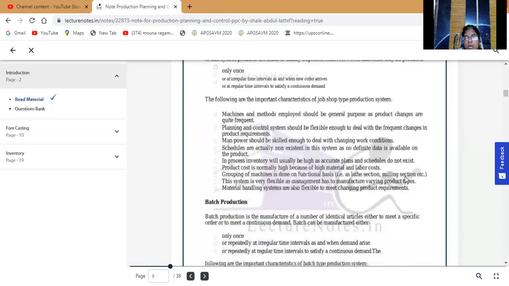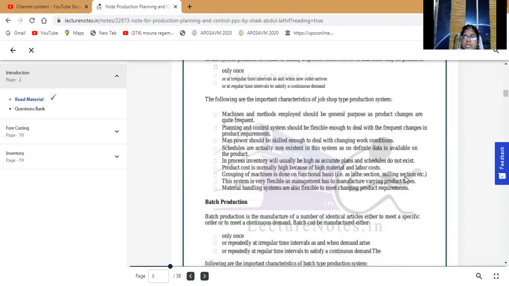Next, the following are the important characteristics of the job type production system. Machines and methods employed should be general purpose, as product changes are quite frequent. So how can we change the product frequently? And the planning and control system should be flexible. Every time we have to change the production whenever we get a new order. So that is the meaning of that.